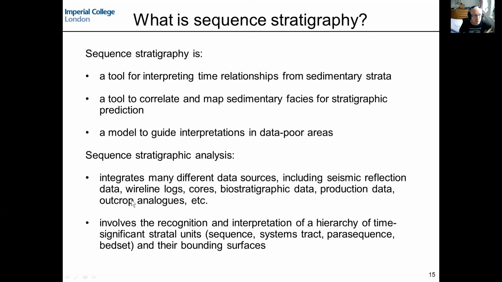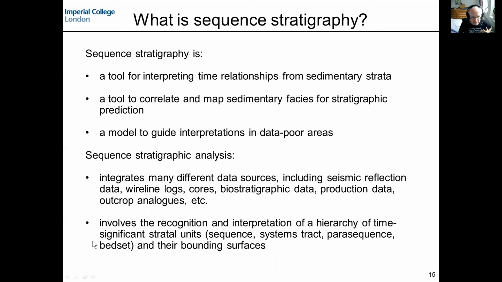So what are the benefits of this kind of analysis? Well, firstly, it provides a way of thinking which allows us to integrate data from many different sources. That includes seismic reflection data, wireline logs, cores, biostratigraphic data, production data if we're thinking about reservoir scale, and also information from outcrop analogues and other analogues, systems that we consider to be similar in important ways to the ones that we're trying to understand.